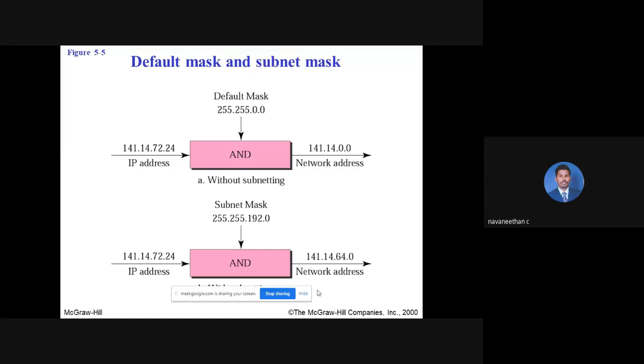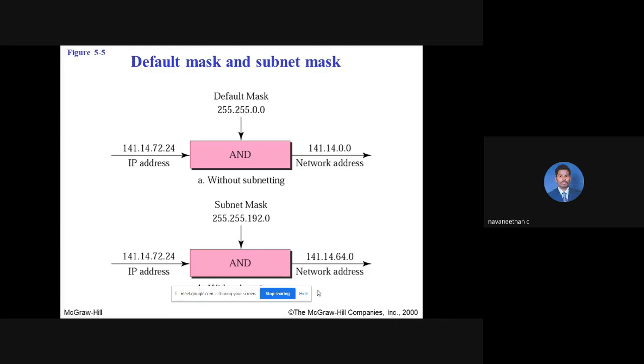Depends upon the class. Since it is a class B address, class B means we know that the first 2 bytes represent the net ID. So it is 141.14, and since it is not subnetted, the host ID will be 0.0. Clear, students?